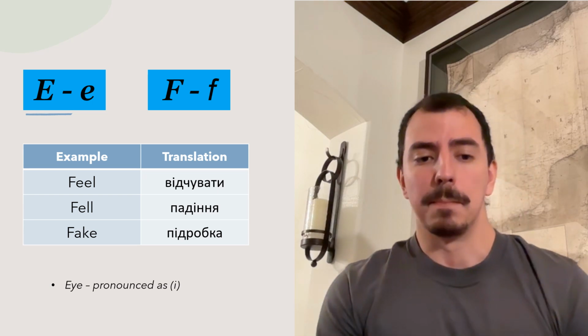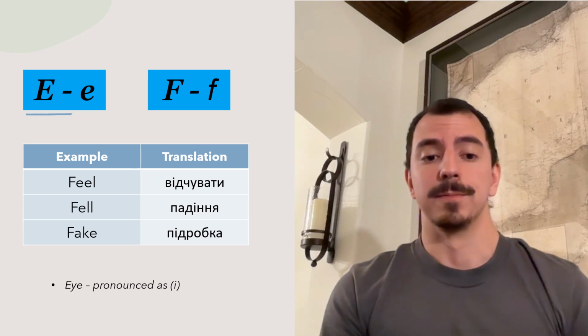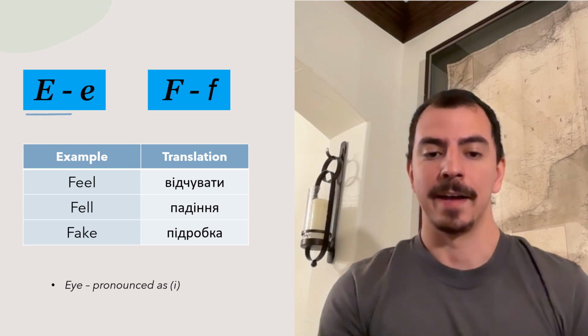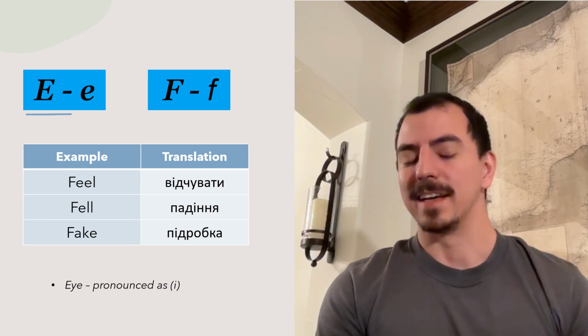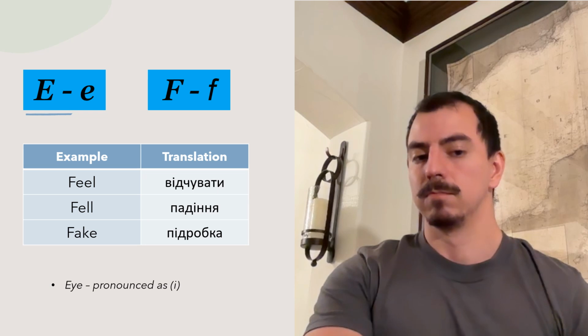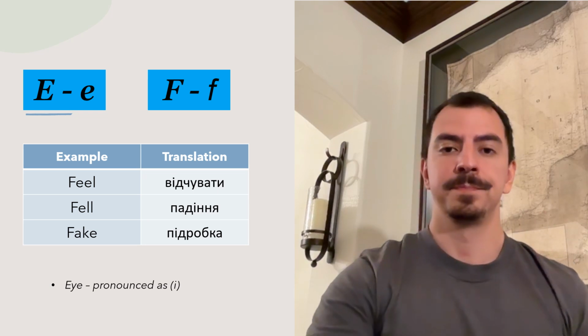One more example at the bottom that doesn't follow the rule is the E in eyeball, which is pronounced as the letter I. I can't think of any other words that follow that rule. It's its own special thing, but it's good to remember since it's a more common word that you'll need to know.